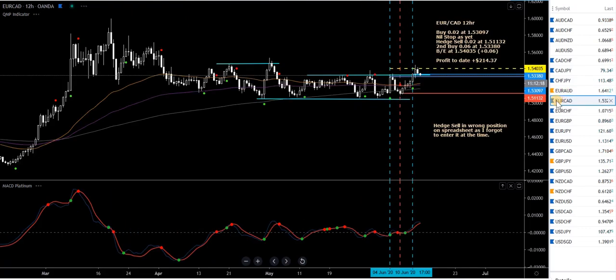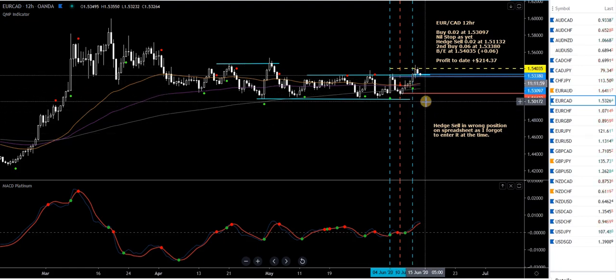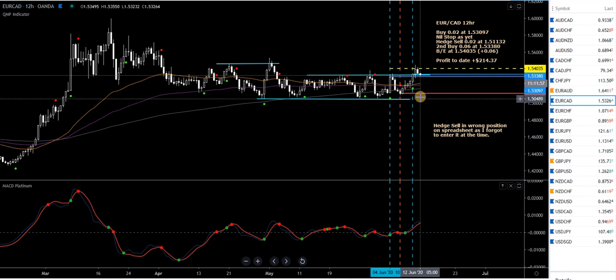Euro CAD went up to my overall break-even. This thing's been going sideways. These blue lines are stuck in a range. And look at the MACD Platinum, it's hugging the zero level. So I was hoping it would push through. It did push through, got to my overall break-even, but straight away dropped back down and it's heading down again. Pretty ugly, but we'll just be patient with it.